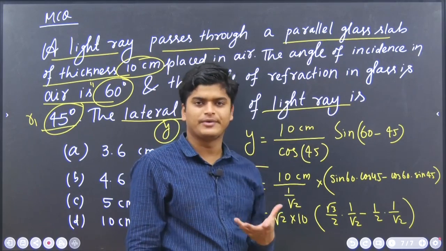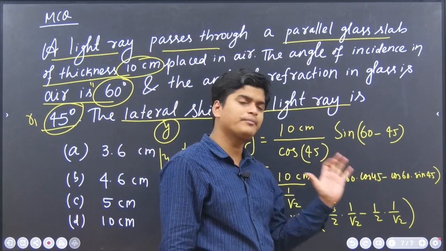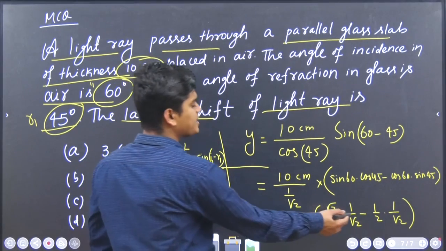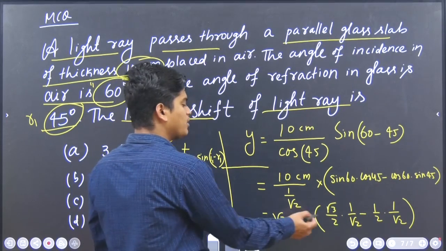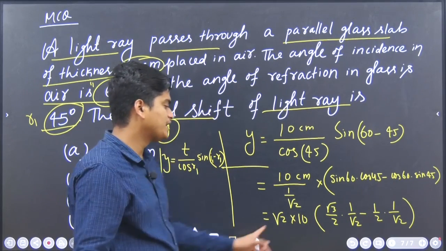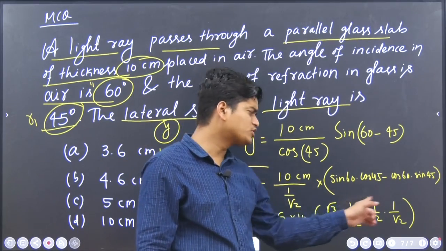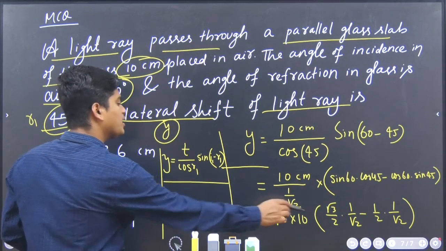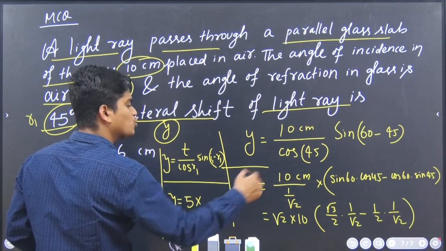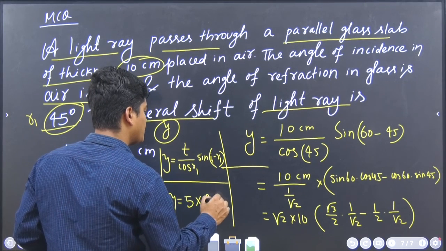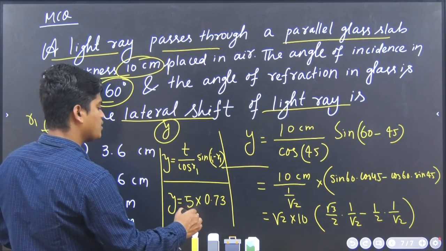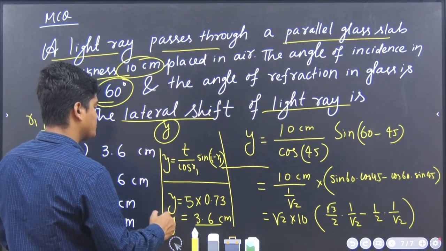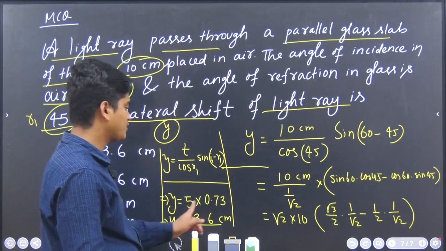So sin 15 value is root 3 minus 1 by 2 root 2. If you know that, you can directly put it here also. If you take the LCM here, root 2 will get cancelled, and 10 is cancelled by 2, that is 5, and here it will be root 3 minus 1. So y equals 5 times root 3 minus 1. Root 3 minus 1 is 0.73. If you multiply this, it will come around 3.6 centimeter. So y equals 3.6 centimeter. You can check this.